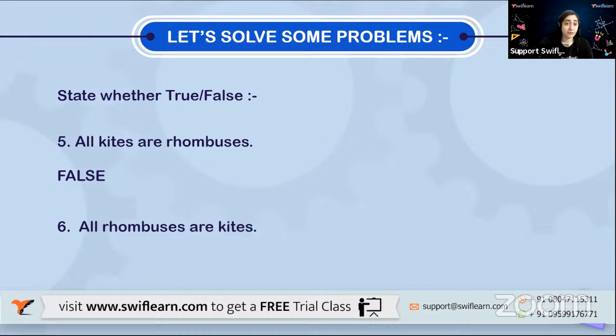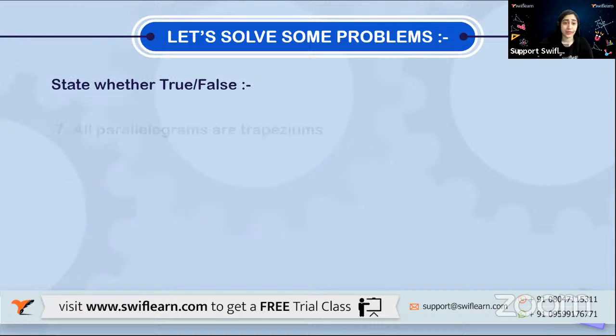Moving on to the next question, it says all rhombuses are kites. Put in other words, a rhombus has all the sides equal, whereas a kite has adjacent sides equal. The same goes with a rhombus, whose adjacent sides are equal. So can we say that it's true or false? It is true. Well done.